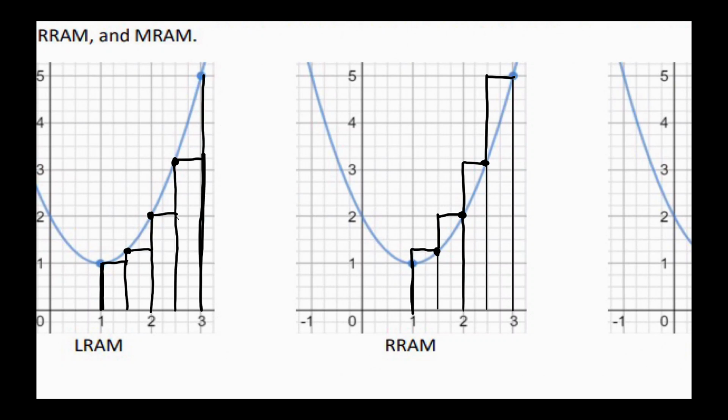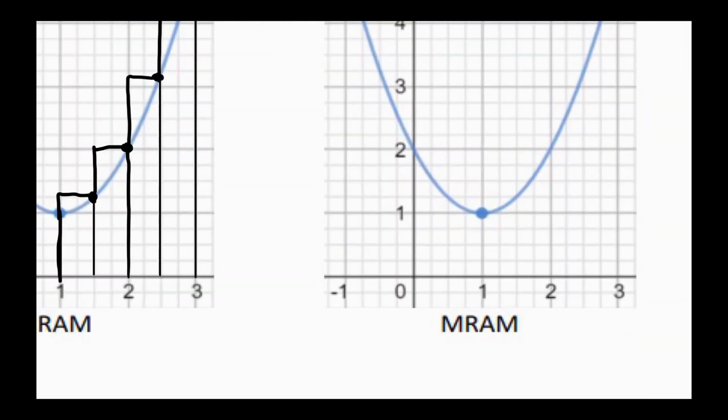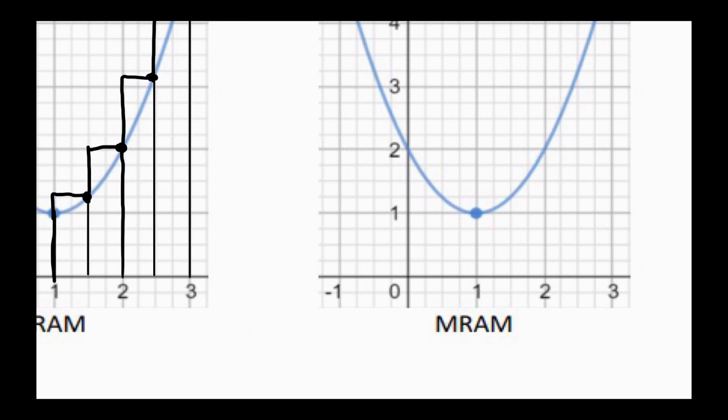The last one is MRAM. MRAM is the middle, so not the corners. The corners aren't going to touch the function. The middle is going to touch the function. So if I have a rectangle, I'm going to write the bounds of the rectangle. This one's a little more tricky to draw, right?